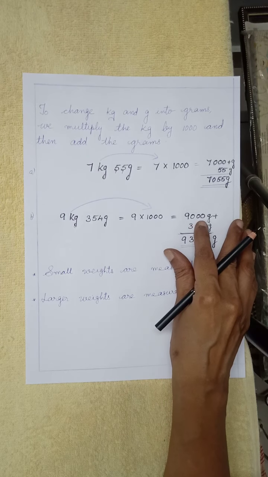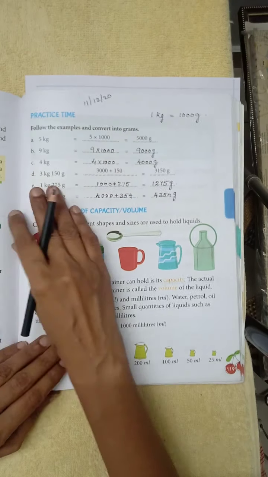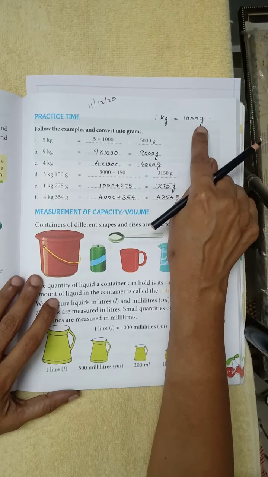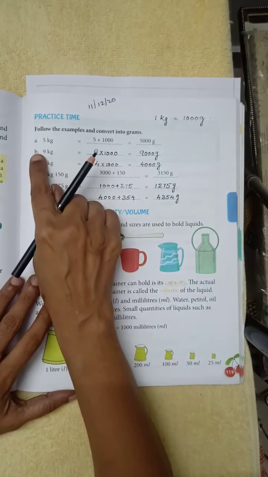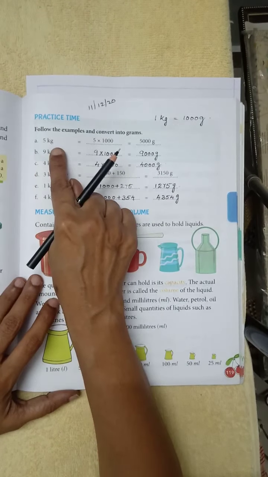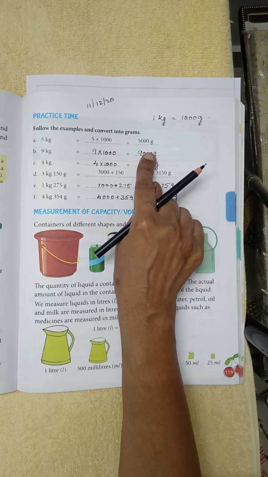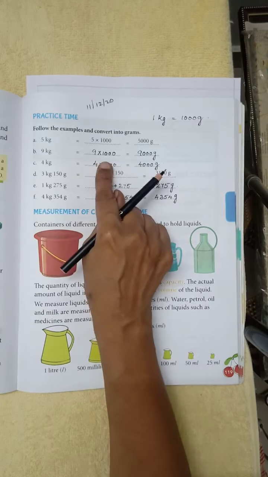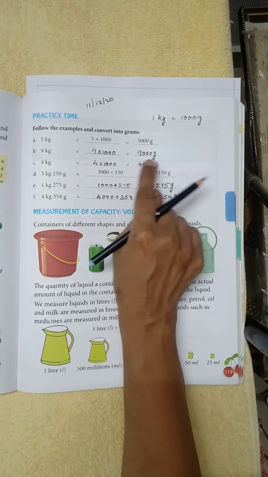Then all of you take your maths textbook. Take page number 119. Practice time. Write the date. Then write 1 kg equals 1000 grams. Then convert this. 5 kg that is given. 5 into 1000, that is 5000 grams. Next one, 9 kg. 9 into 1000, 9000 grams.